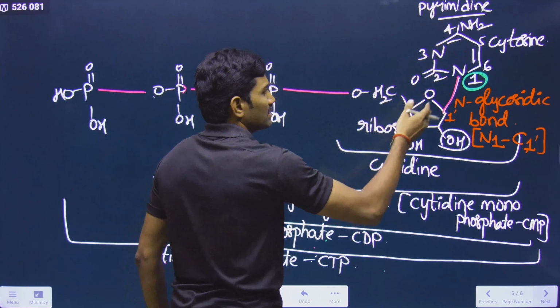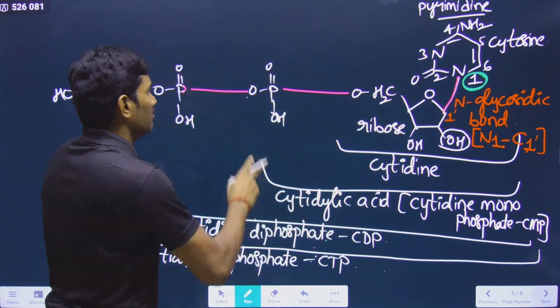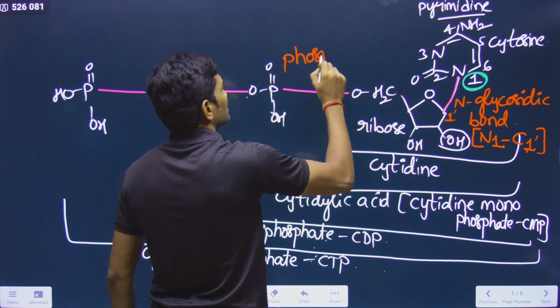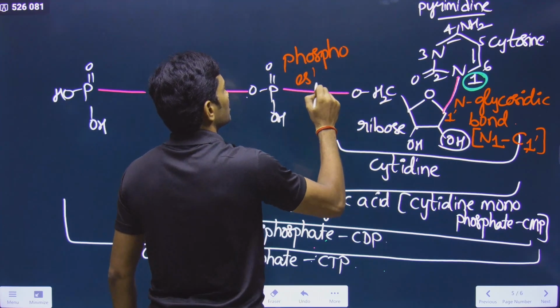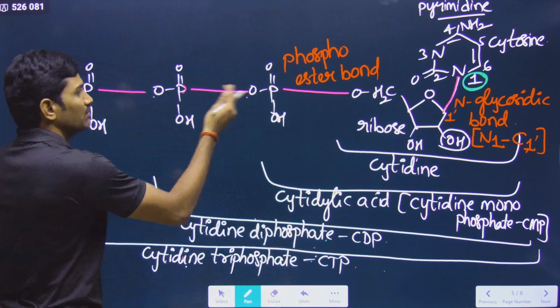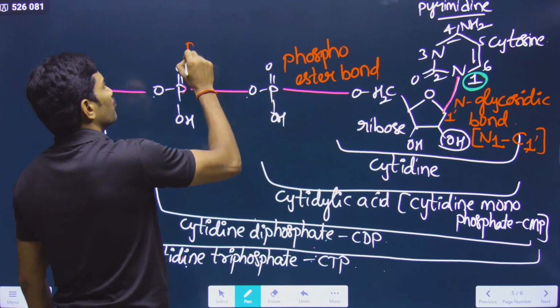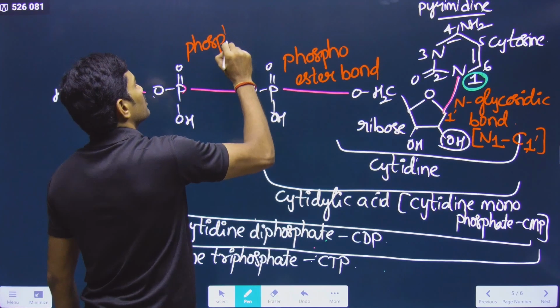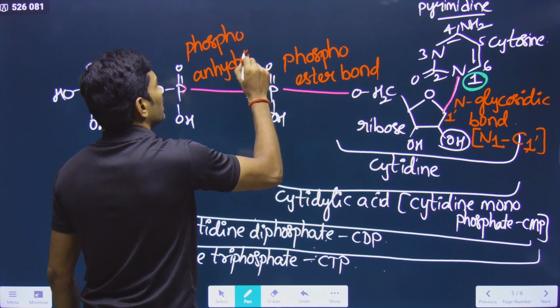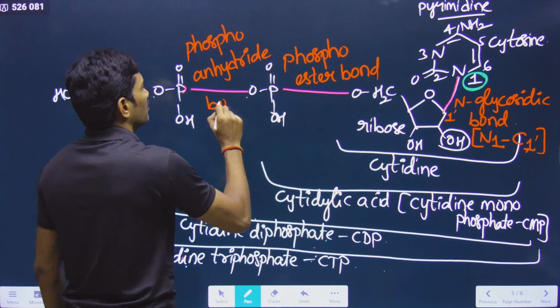Between nitrogenous base and sugar, N-glycosidic bond. Between sugar and first phosphate, once again it is phosphoester bond, like previous only. Next one, between two phosphoric acids, it is phospho-N-hydride bond.